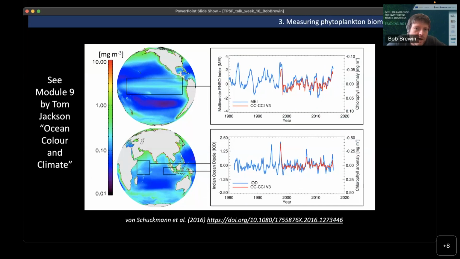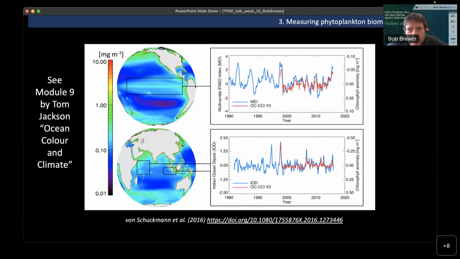What we've plotted here are climate indices. On the top right is the multivariate El Nino La Nina Southern Oscillation Index as a function of time over the period of 1980 to 2020. And on the bottom is the Indian Ocean dipole, which is essentially a difference in sea surface temperature between the two boxes shown in the bottom left. And what we've done is we've overlaid the time series of chlorophyll concentrations. This is again from the Ocean Colour Climate Change Initiative. This was an earlier version of the data set.